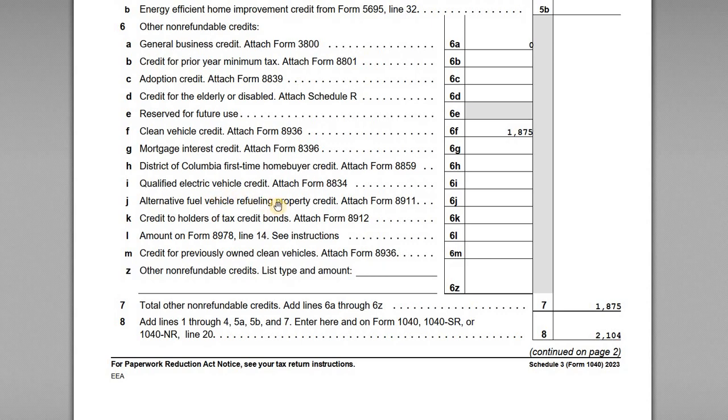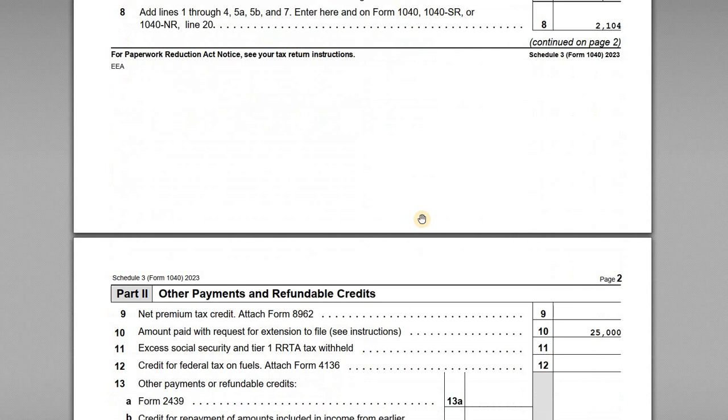So qualified electric credits, alternative fuel property credits, right? A variety of different types of green initiatives here. So if you have an investment in one of these types of pieces of property, you might be able to get a credit for a portion of the amount that you paid. All right, so let's have a look at page 2.